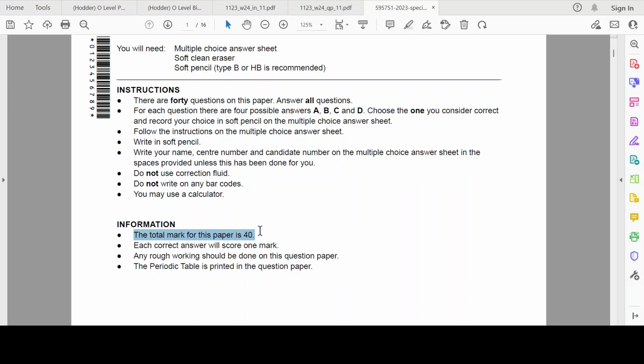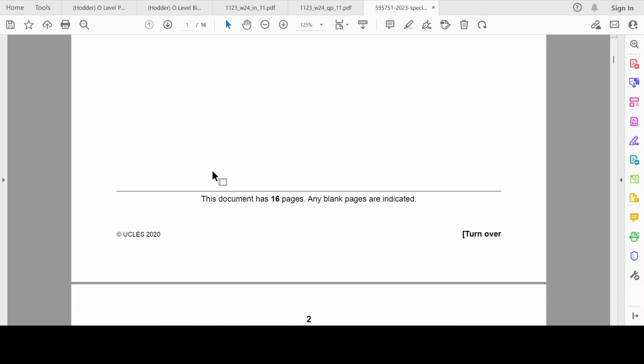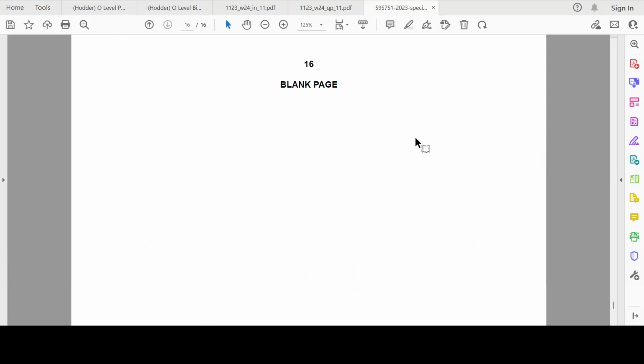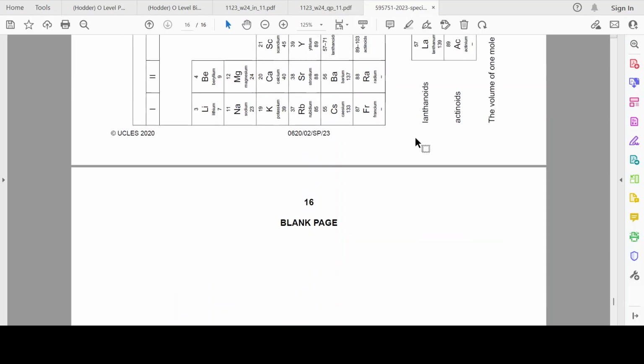Total mark for this paper is 40. Each correct answer will score 1 mark. Any working should be done on the question paper. The periodic table is printed in the question paper. So the first thing you want to do is just take a look. It says this document has 16 pages. Any blank pages are indicated. So the first thing you want to do is see if you have all 16 of them, including the blank page. So yes, you have all 16 of them.